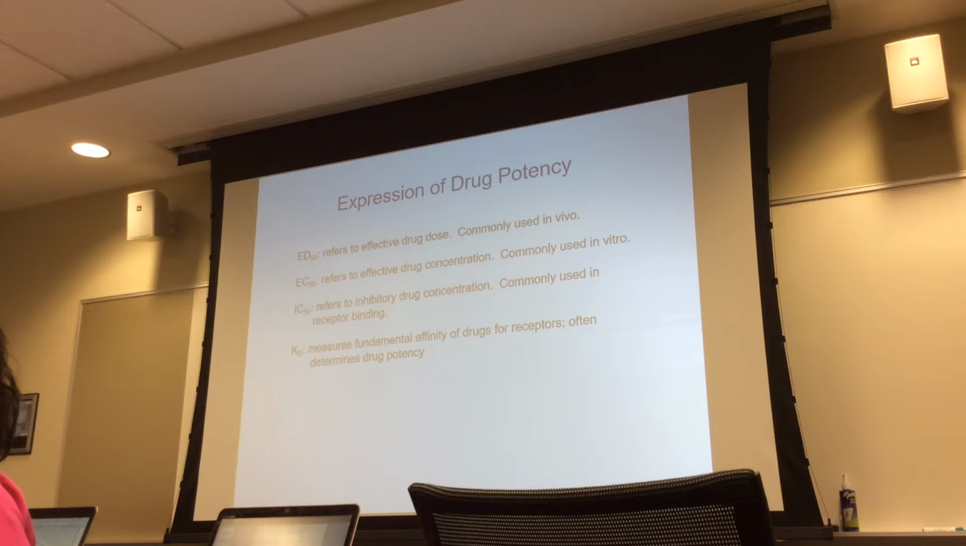This is just an iteration having all these four concepts together. ED50 refers to the effective dose of the drug, commonly used for in vivo experiments. Effective concentration 50, EC50, is usually common for in vitro, because here it's effective, and this is the therapeutic dose. Inhibitory concentration 50, IC50, is also commonly used for receptor binding, and we're going to see this at the end of the lecture.